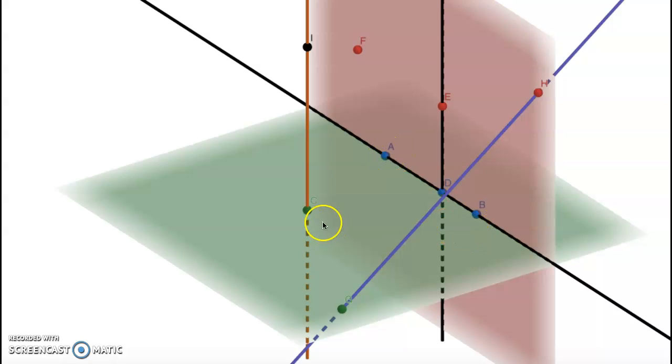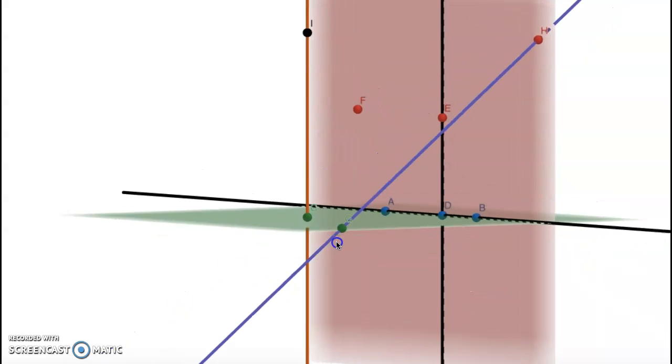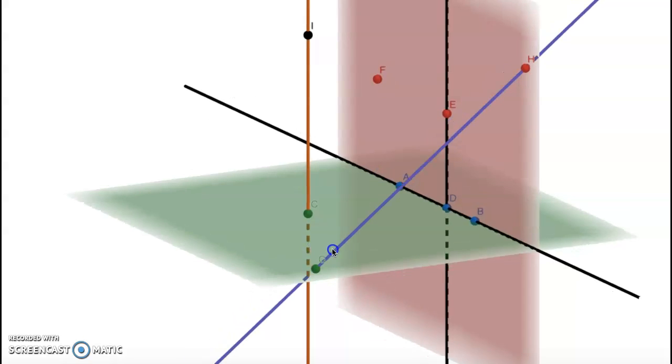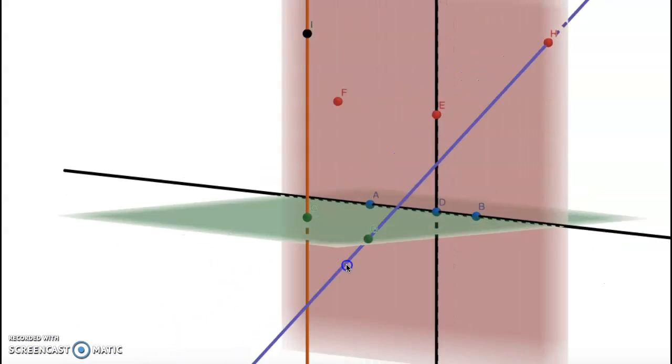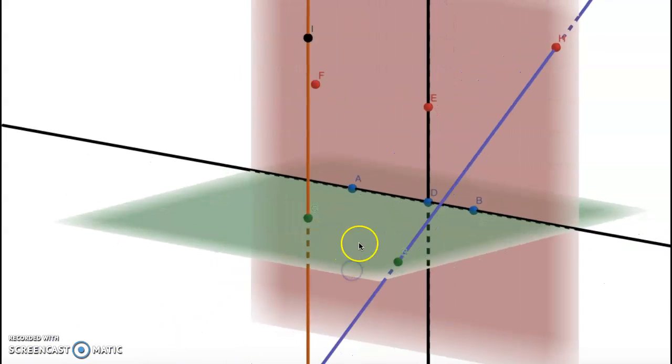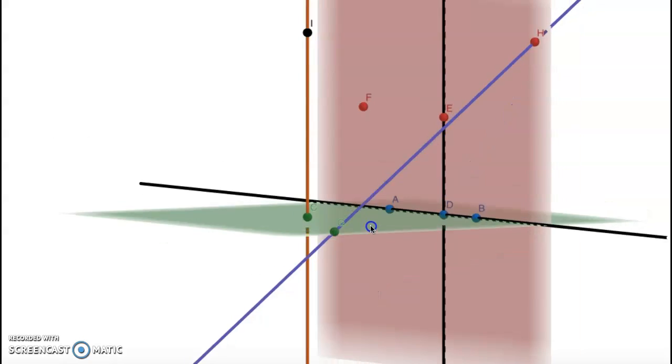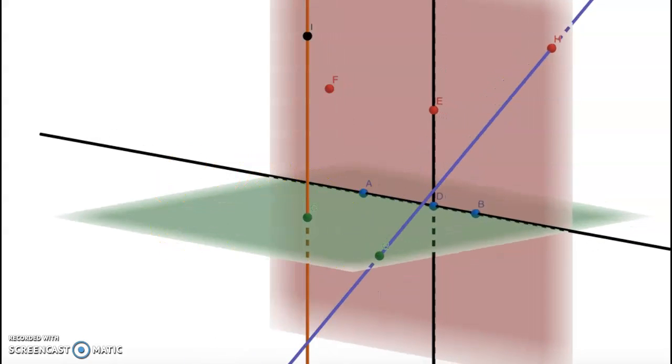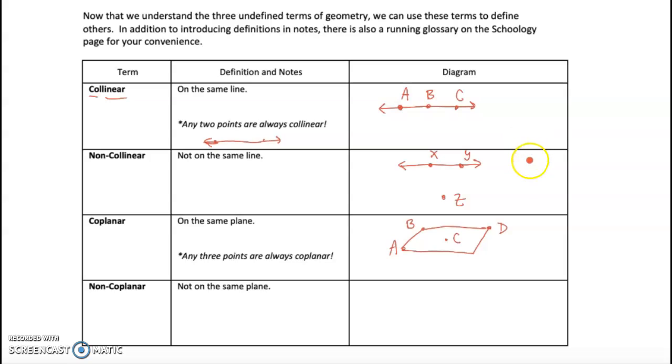So if you have 3 points, 3 points will always be coplanar, but sometimes a fourth point can be. In this case, if I have A, B, and C, well then this point, what is this point? G is also in that green plane, so those 4 points would be coplanar, but you know, F is not in the same plane as those other points, so you could have some non-coplanar points in this situation as well. So non-coplanar just means not in the same plane.